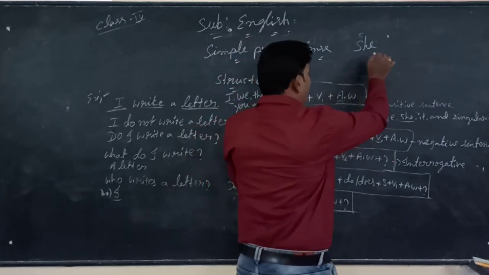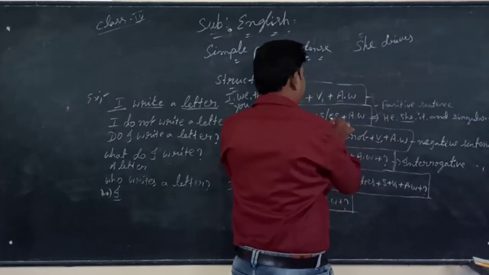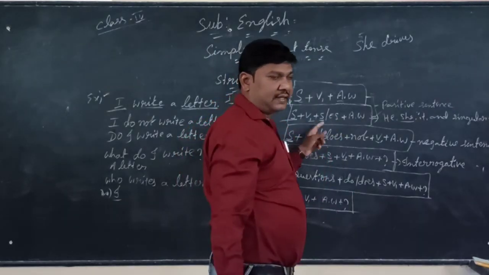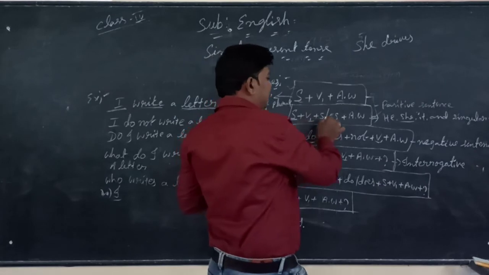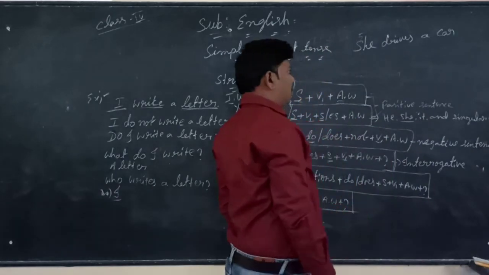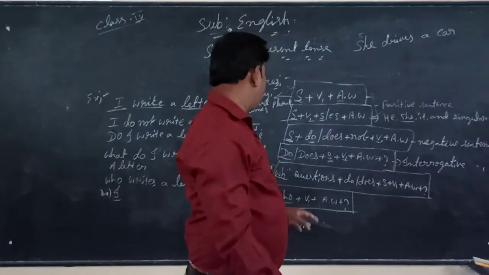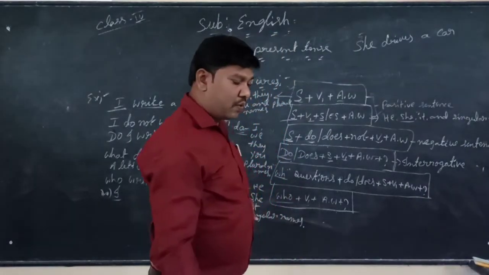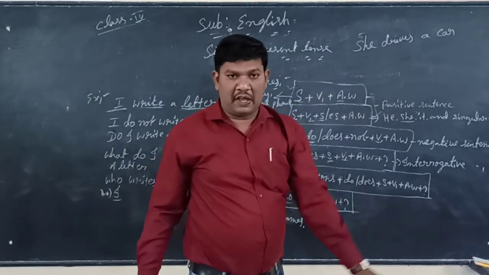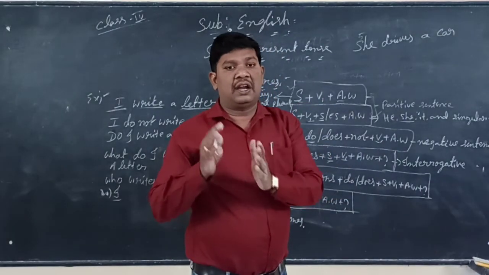She, V1: she drives. Then I add s to the verb V1. She drives a car. This is a positive sentence. To make a negative sentence: she does not drive a car. Does is used for she only. And the yes or no question, the confirmation question, is: does she drive a car?